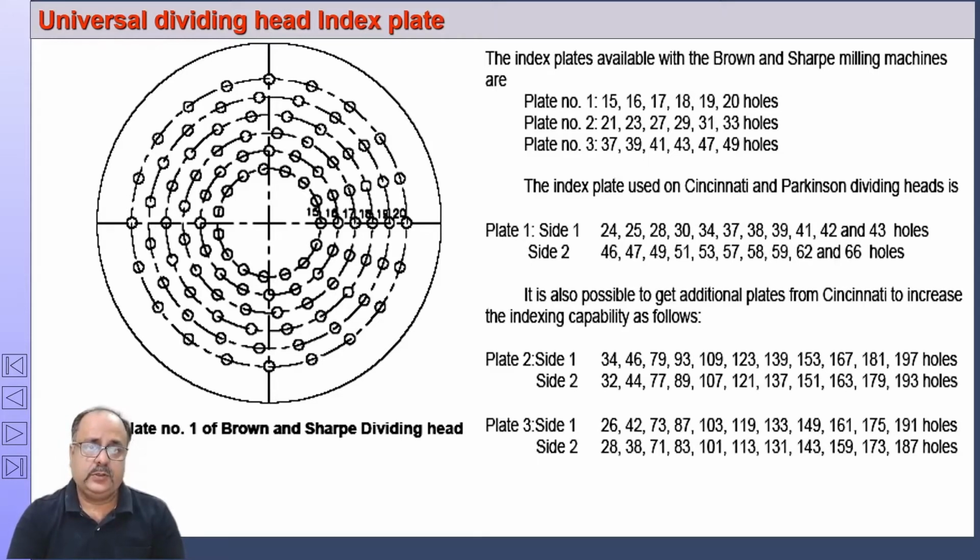It is better if you remember these hole circles in plates 1, 2 and 3 of Brown and Sharp. It will help you to solve the numericals. These are the hole circles. The innermost has 15 holes. You can count 1, 2, 3, 4, 5, 6, 7, 8, 9, 10, 11, 12, 13, 14, 15. So 15 holes are there in this 15 hole circle. Likewise, 18 holes are there in the 18 hole circle.